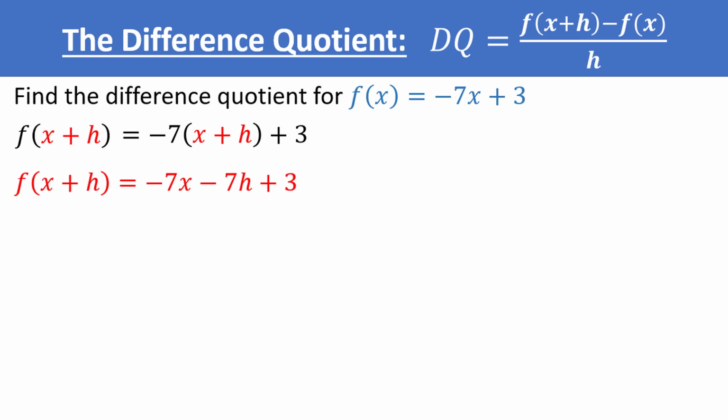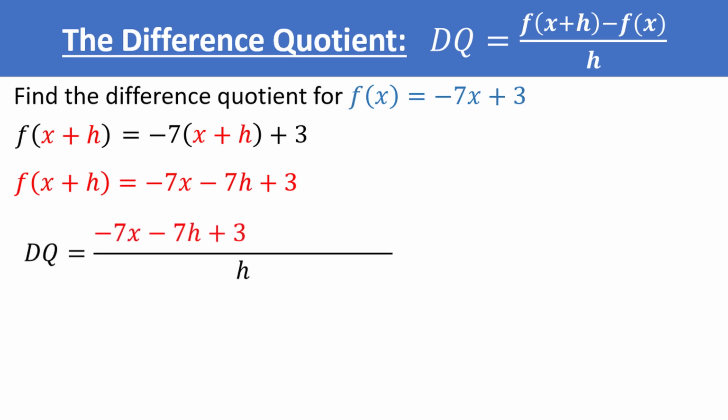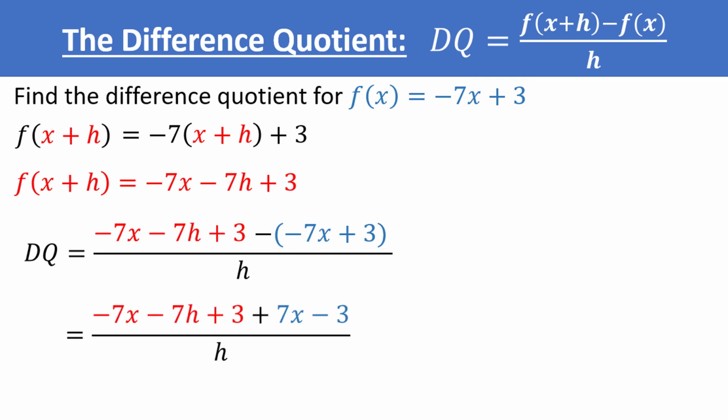Now we can plug into the difference quotient. We can copy f of x plus h to the numerator, and then we need to subtract f of x. But since we need to subtract the entire function f of x, we will need parentheses. The first part is f of x plus h, and the second part is f of x. We can distribute the negative sign to get negative negative 7x, which is just positive 7x, and then we need to subtract 3. If you've done this right, everything without an h should cancel.